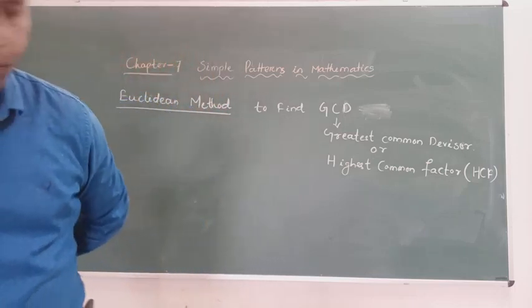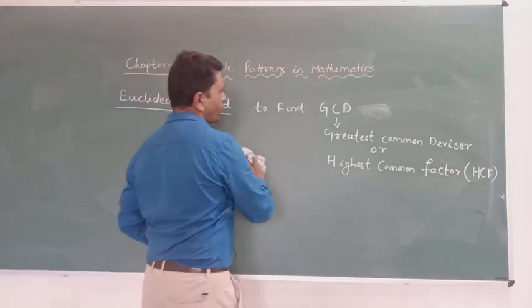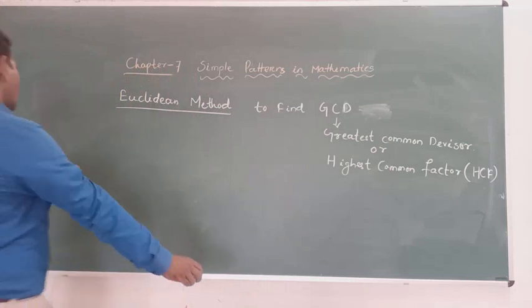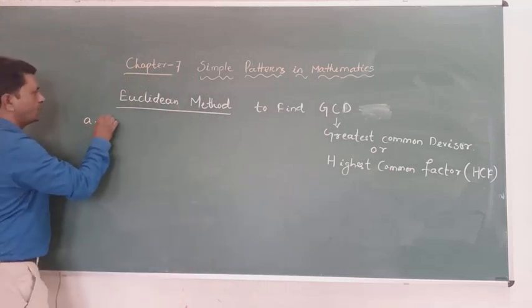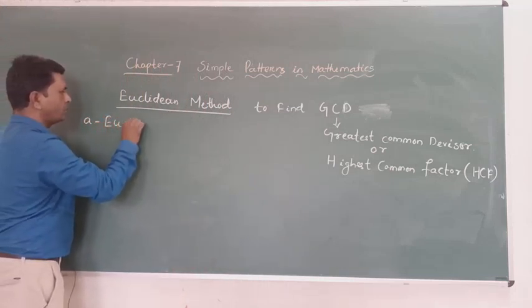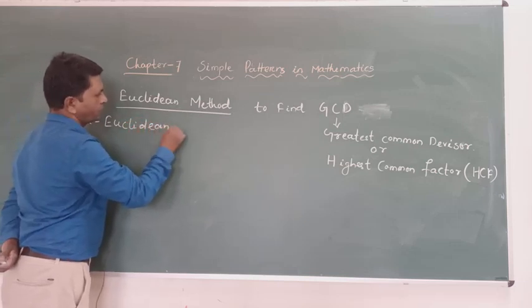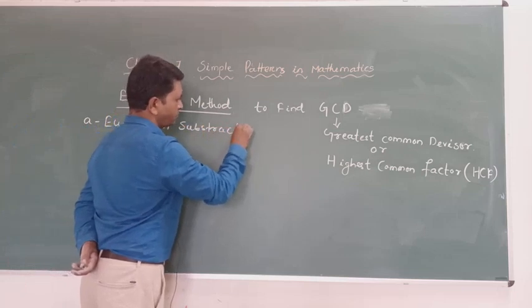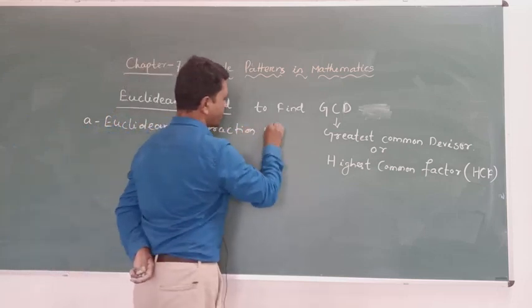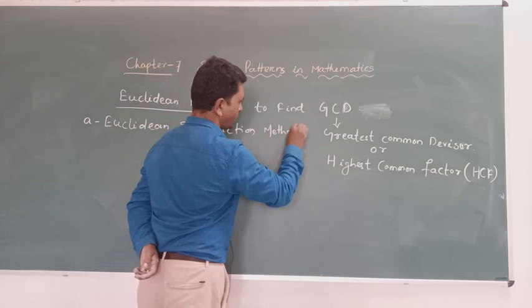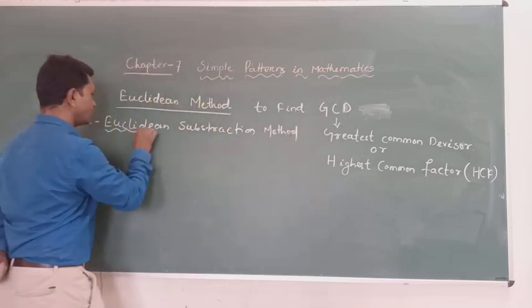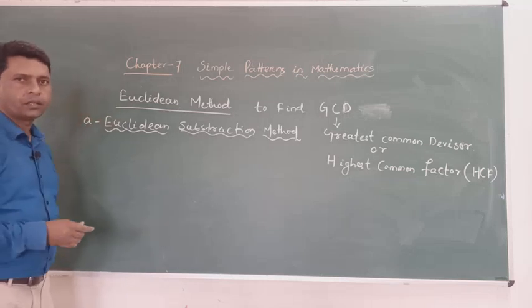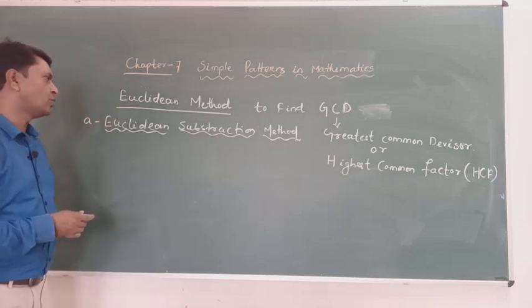So first of all, the Euclidean method. In the Euclidean method we have two processes. First is the Euclidean subtraction method. So in the Euclidean subtraction method, what happens?